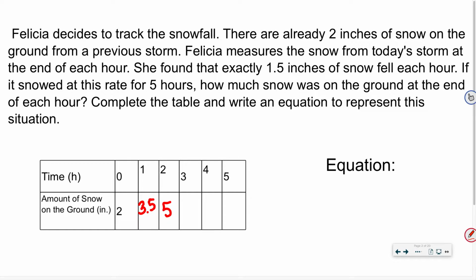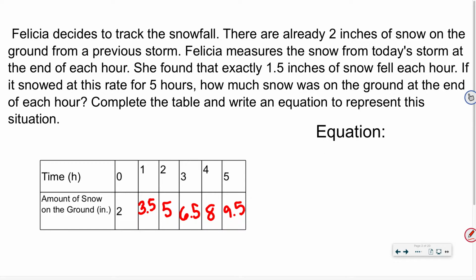5 inches. How about hour 3? How much snow after hour 3? 6.5. Good. How about hour 4? 8 inches. And how about hour 5? 9.5. So what's happening every hour? Our snowfall is increasing by 1.5.